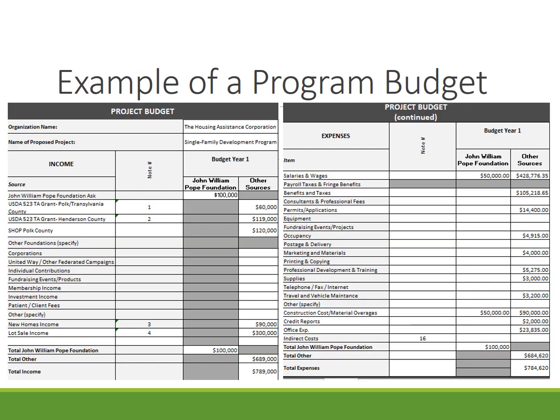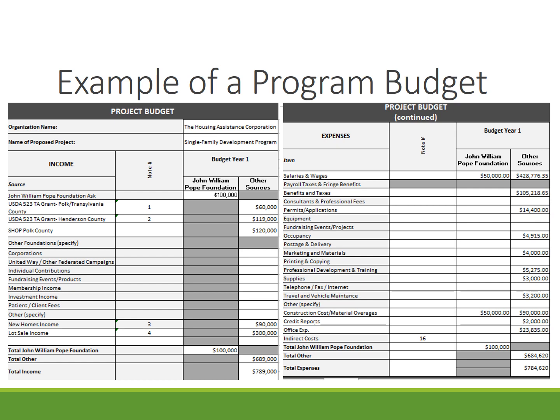But first, let's look at an example of a program budget. So this is one that we actually used for housing assistance. We were applying for the John William Pope Foundation. So you can see here the income items listed on the left-hand side and the expense items listed on the right-hand side. So this is a 1-year budget. We were asking for $100,000 from this foundation, and you can see a lot of other sources listed. So we have other grant sources listed and any sort of income listed.